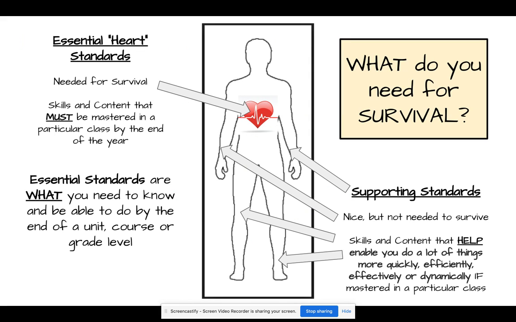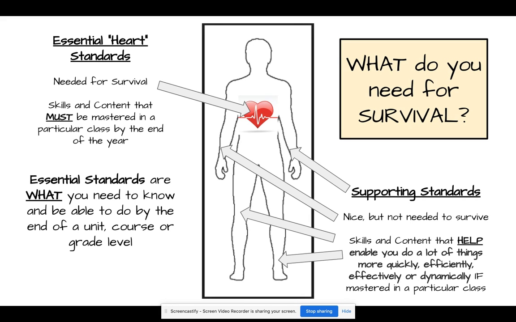The second piece of this is that along with the essential heart standards, you have supporting standards, which I'm considering kind of like the arms and the legs. It's great to have them. They do support you. They make your life easier. Those are the rest of the standards that you cover, but they're not necessary for you to be reasonably successful in the subsequent course.